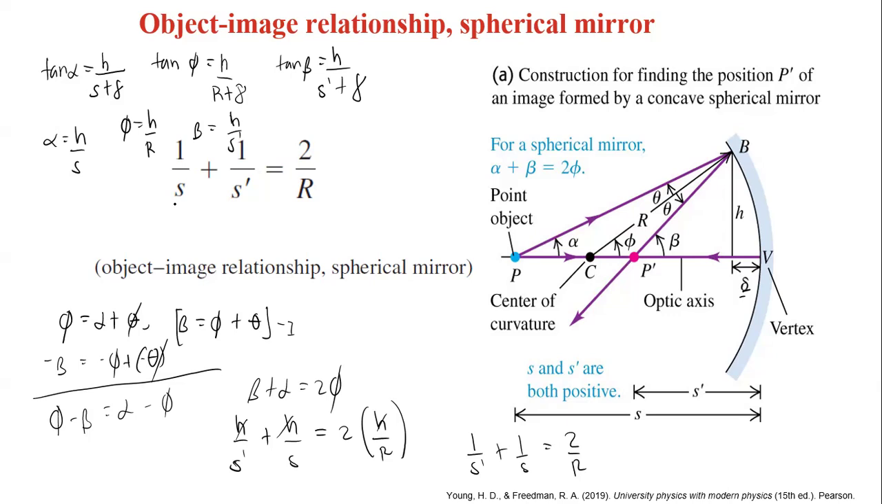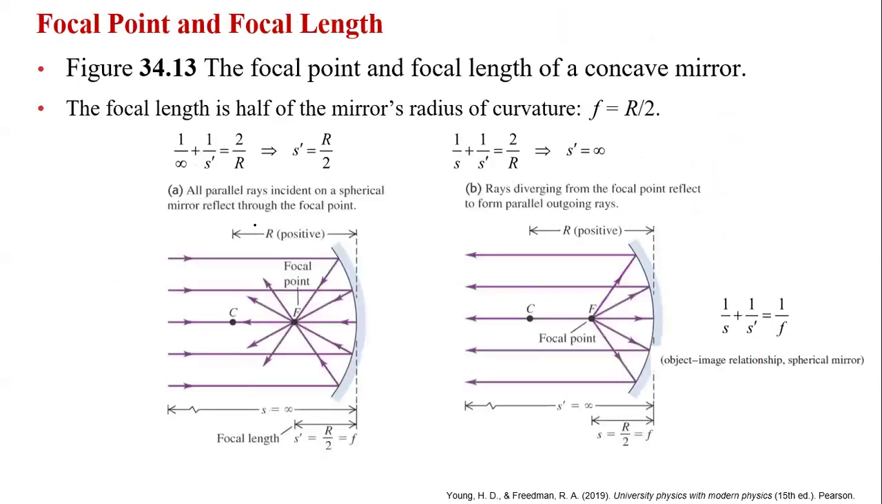So this is the object-image relationship for the spherical mirror. This is the distance of the object, the distance of the image, and the radius of curvature. So here, s is on the same side as the outgoing light, therefore this is positive, and the distance r is also on the same side as the outgoing light, so this is positive. So we have derived the relationship.